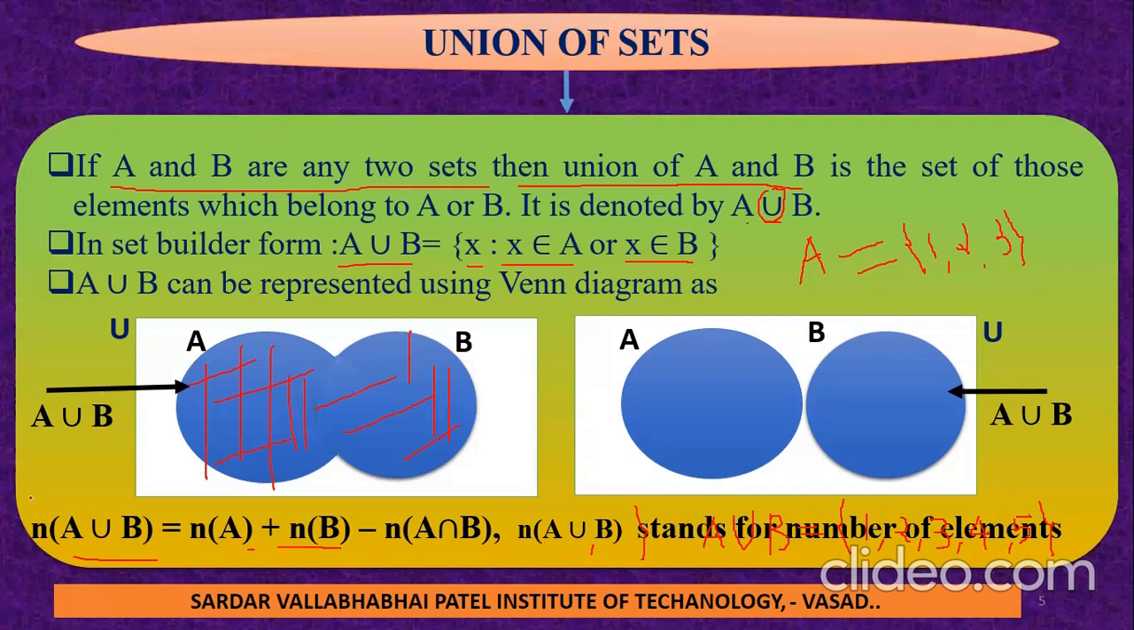Using this formula, we can find different values. For example, if the number of A union B is given, the number of A is given, and the number of B is given, then we can find the number of A intersection B. That means out of a total of 4 terms, if 3 terms are given, then easily we can find the remaining term.